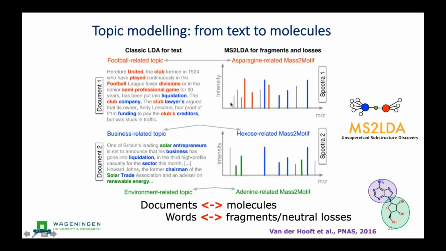There's one more thing that's interesting, and that is in LDA, the number of times a word occurs in the topic is kind of how important it is. And in the mass spec world, we translated that into the relative intensity of the fragment peak. So the higher the relative intensity, the more important the peak or the loss is for the motif. So the topics are no longer topics in our world. We term them Mass2Motifs. So basically, they are the substructure motifs that are present in the data. And again, we have more than one Mass2Motif.